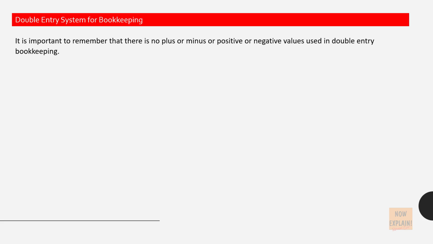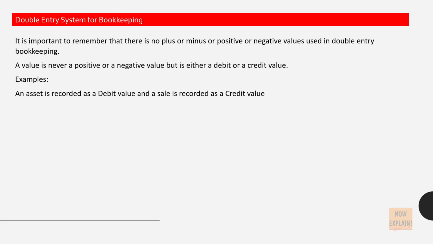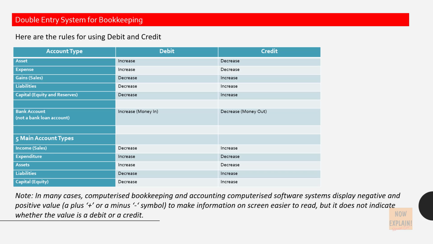It is important to remember that there is no plus or minus or positive or negative values used in double entry bookkeeping. A value is never a positive or a negative value, but is either a debit or a credit value. Examples: an asset is recorded as a debit value and a sale is recorded as a credit value. An expense is recorded as a debit value and a bank loan as a credit value.